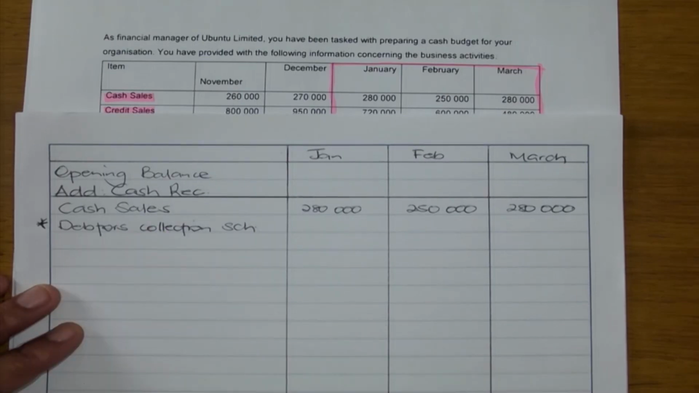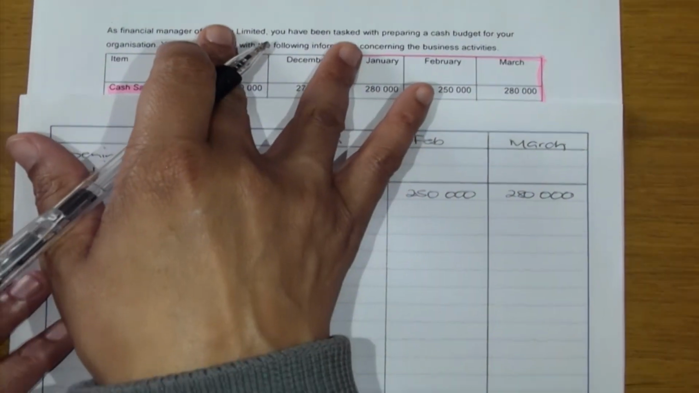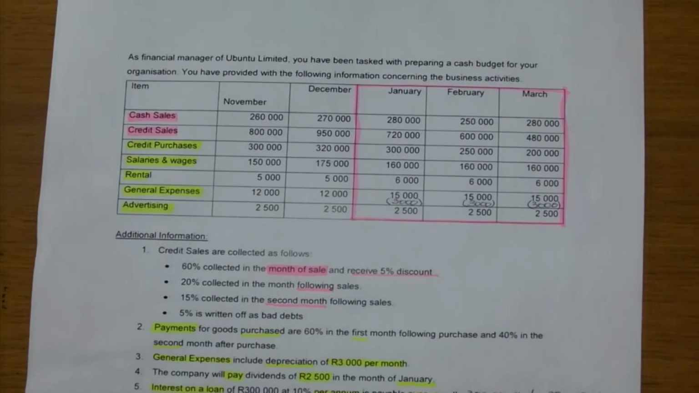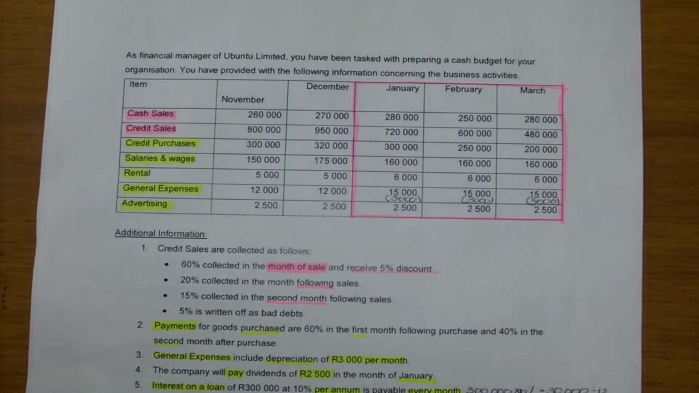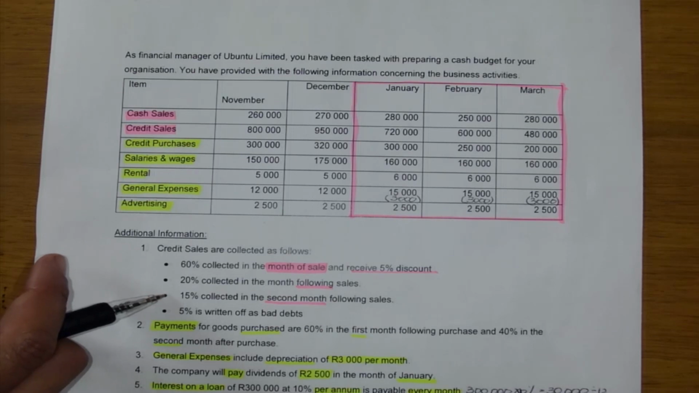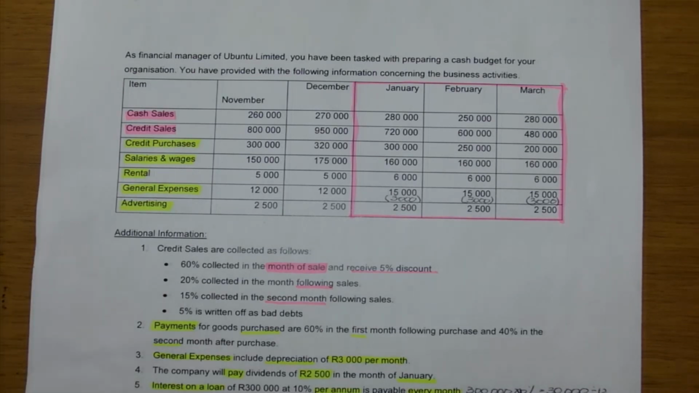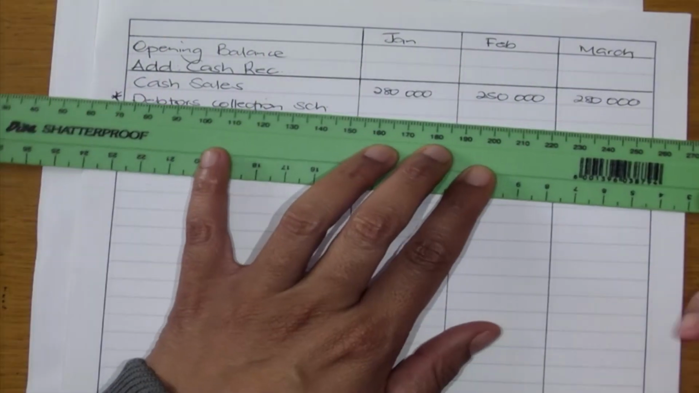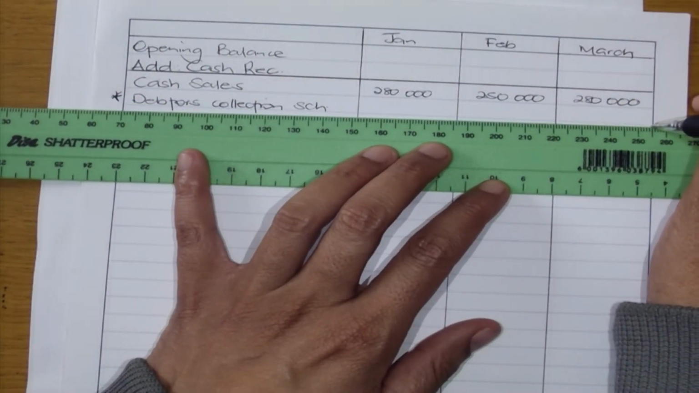Okay, my debtor schedule, remember that's a calculation, so I'm going to skip that for now. And then I look for any other creditors or any other income. Can you see we only have our credit sales left? Our credit sales we use to calculate our debtor schedule, and we use our note number 1. So we don't have any other income. So then I can basically close this off, my block.